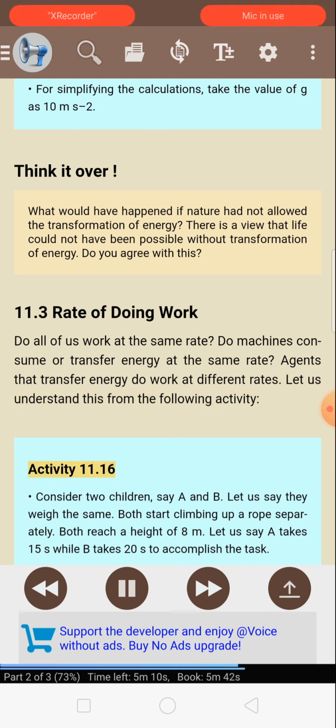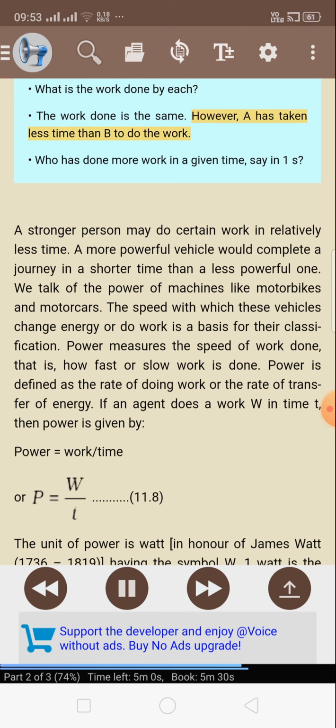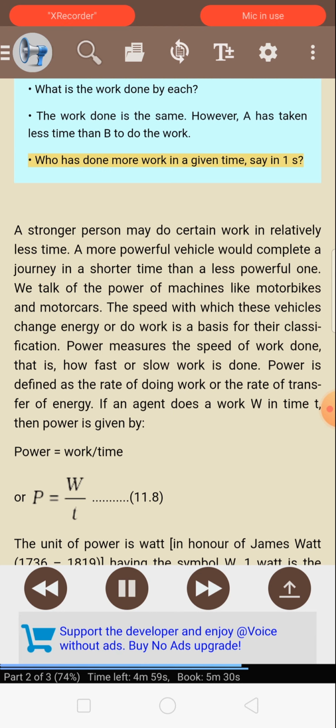Activity 11.16. Consider two children, say A and B. Let us say they weigh the same. Both start climbing up a rope separately. Both reach a height of 8 meters. Let us say A takes 15 s while B takes 20 s to accomplish the task. What is the work done by each? The work done is the same. However, A has taken less time than B to do the work. Who has done more work in a given time, say in 1 s?